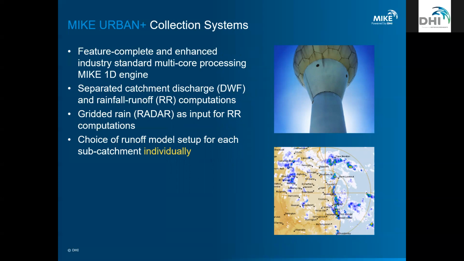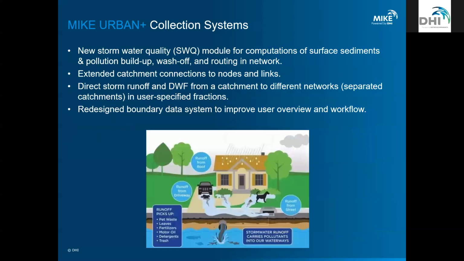There's also gridded rain for radar, and you can run the runoff for each sub-catchment individually. So if you're looking at very specific catchment basins and how they react differently to one storm event, that's really useful. There's a new storm quality module, which includes more for sediment and pollution buildup and wash off, which is really important if you're interested in water quality.